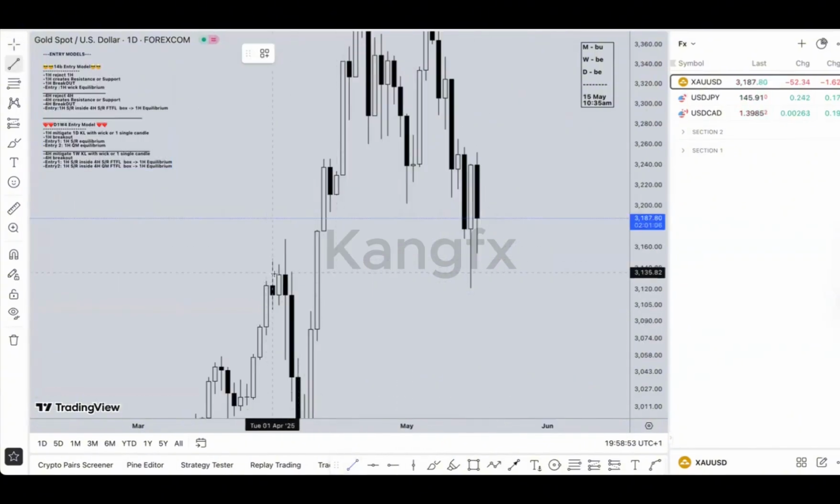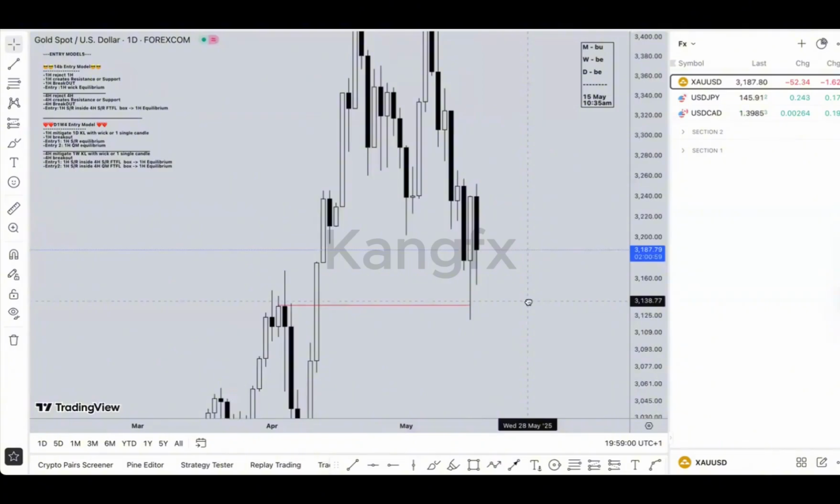This is a daily key level here. This is a daily key level here. In this daily key level, we have our storyline already, which is everything is bearish. The D1W4 entry model can be used for retracement. You can use it to catch a retracement.